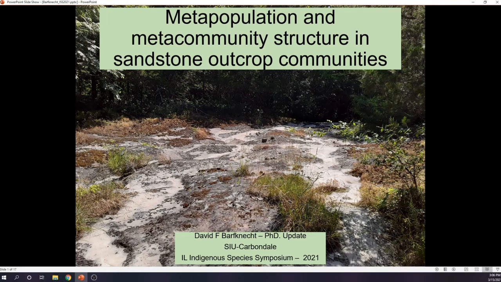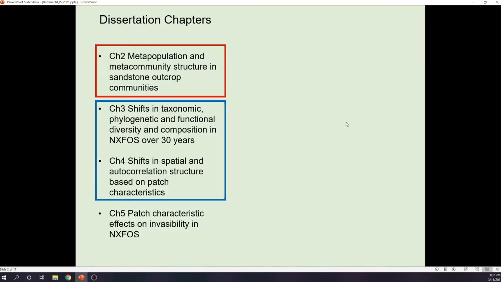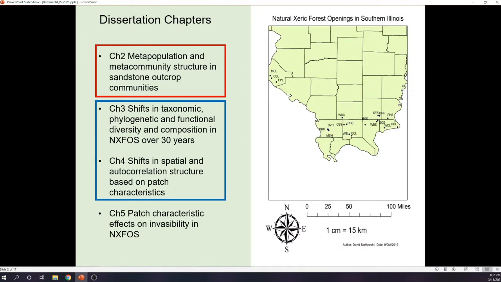Today I will be discussing some of the research that I've been conducting on metapopulation and metacommunity structure in sandstone outcrop communities, particularly within Southern Illinois. This is part of a larger group of projects, and my previous research focused on a larger and more diverse grouping of natural xeric forest opening communities that were not just based on sandstone substrate, but other substrates such as shale and loess.